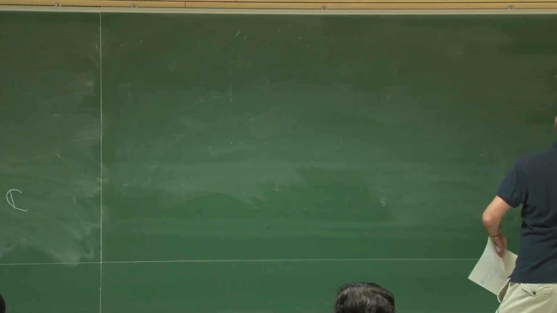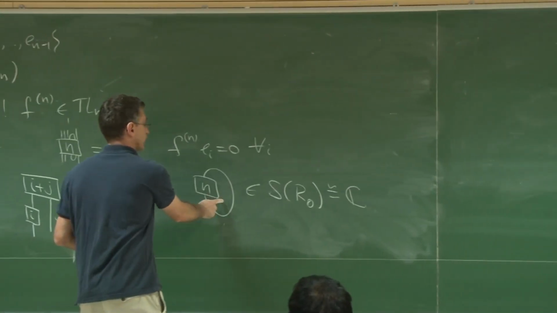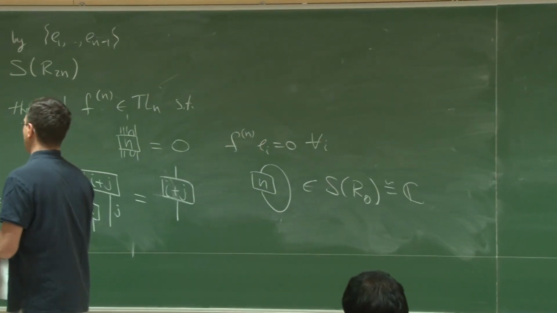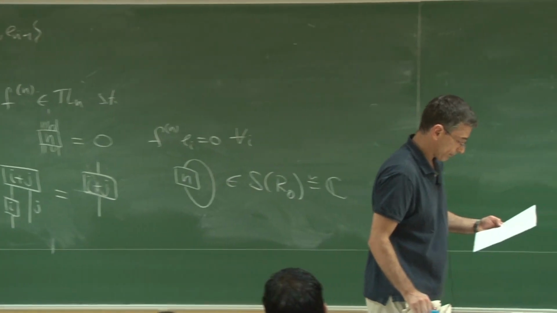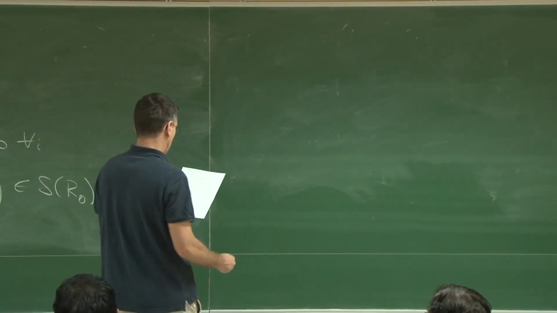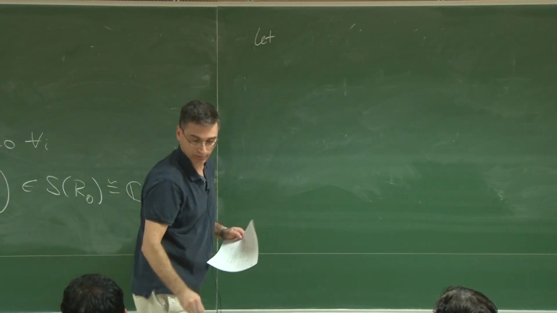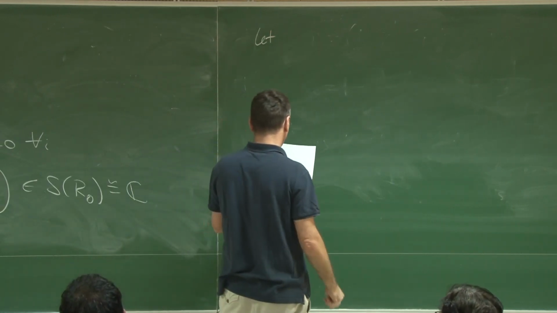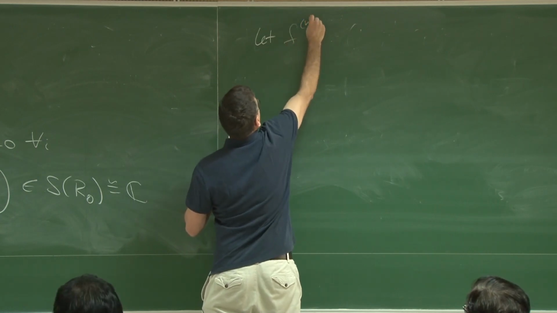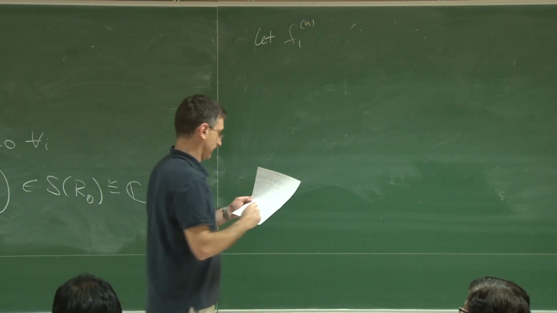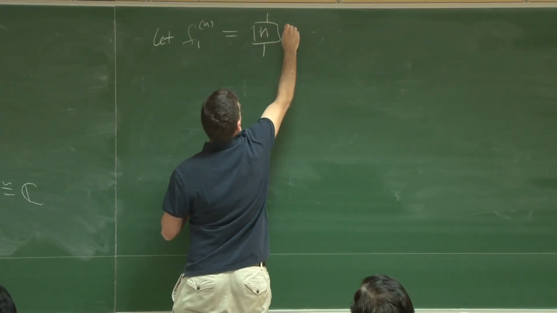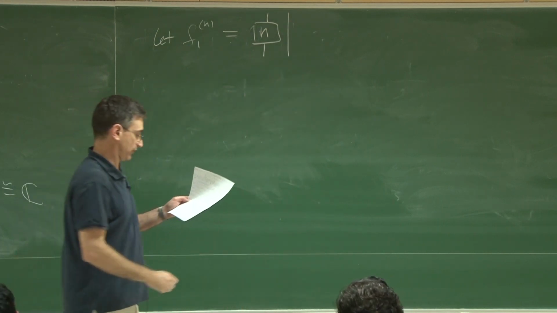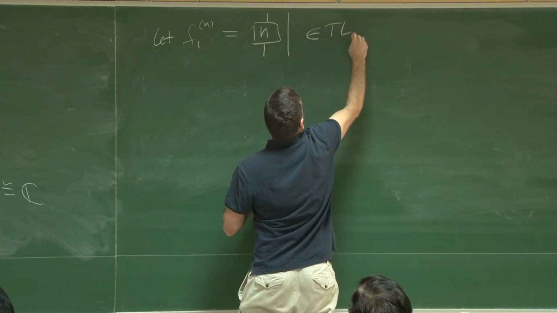What is Fn bar? The closure. This is this guy. This closure. And why is it a number? Okay. So here for this inductive definition, I need one more notation. Fn1 will be this guy. There's the nth idempotent plus one more strand. So this sits in TLn plus 1.